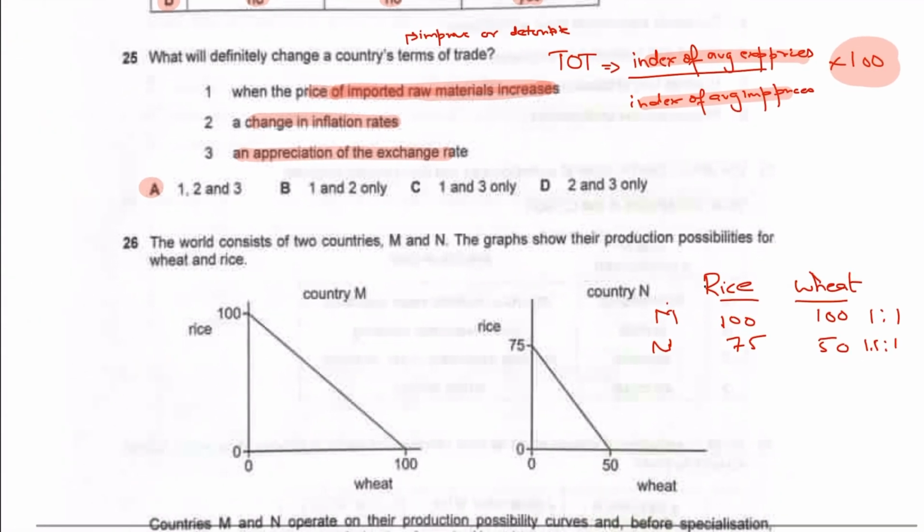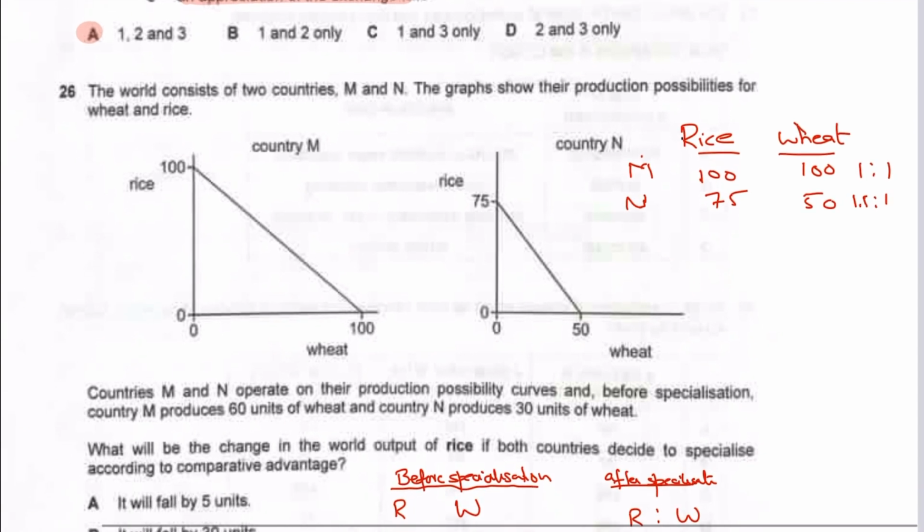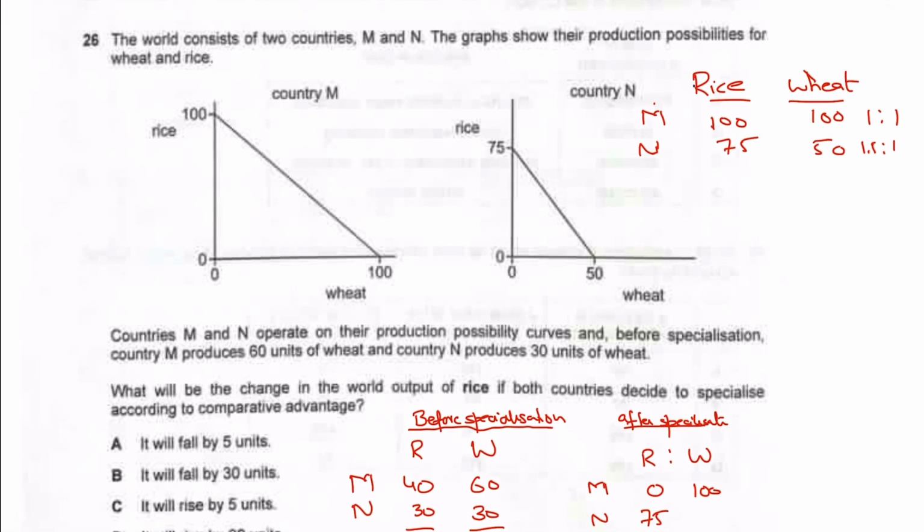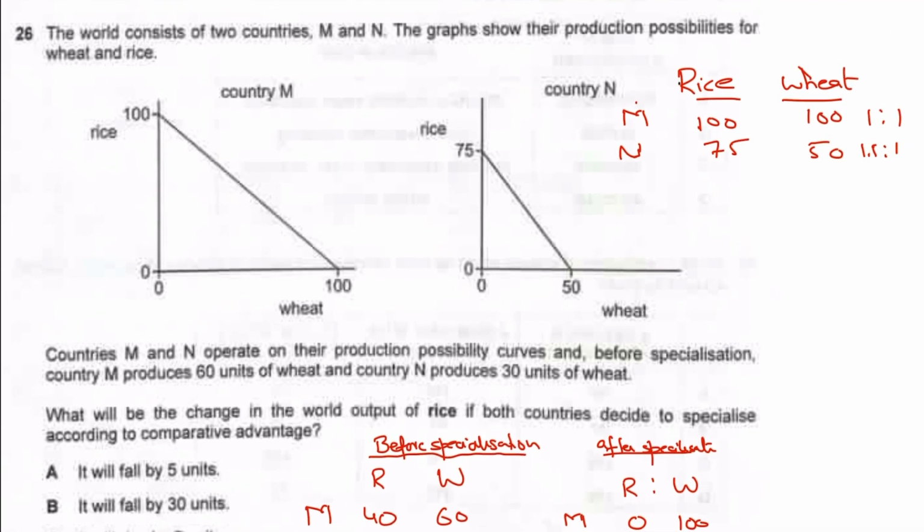Question number 26 is a very good question. I really enjoyed solving this. The question says that the world consists of two countries, M and N. The graph shows the production possibilities for wheat and rice. So there are two countries given, M and N, and rice and wheat.